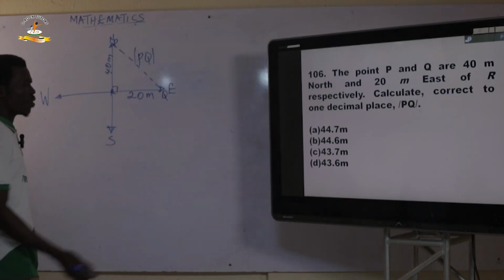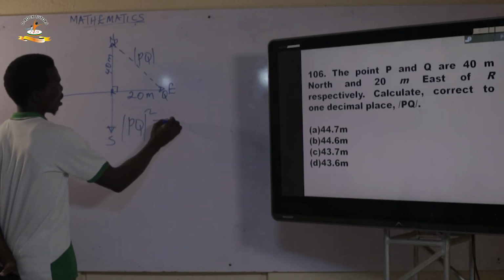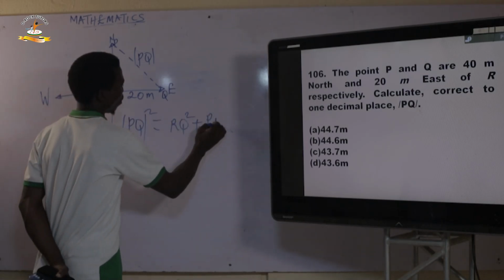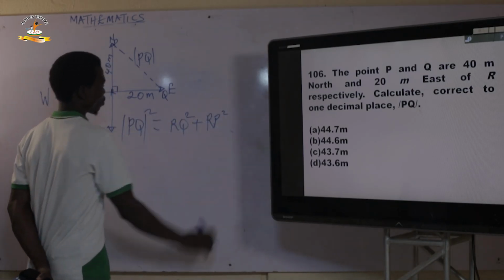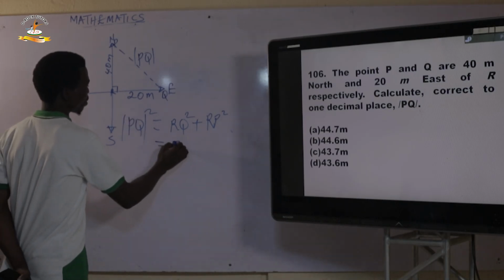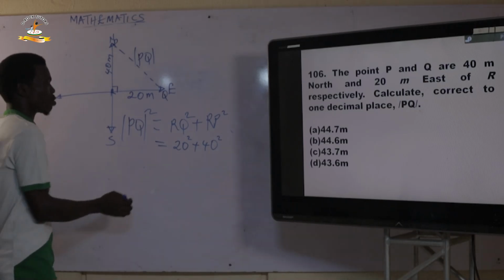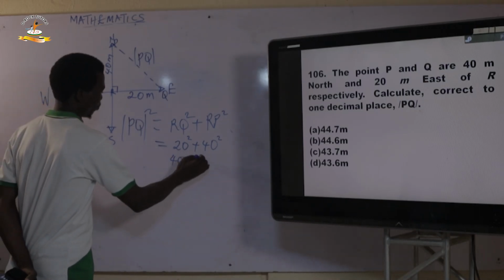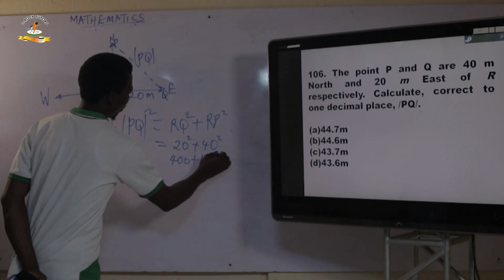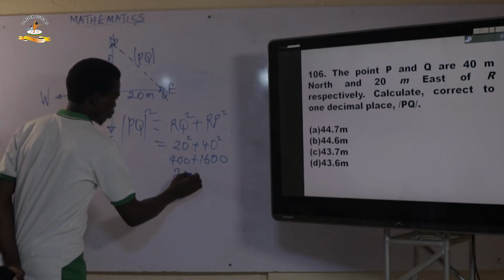Our hypotenuse. Don't forget, we can say PQ all squared equals to what? RQ all squared plus what? RP all squared. So with this, we have PQ all squared is going to be what? 20 squared plus 40 squared. What is 20 squared? That is 400 plus what is 40 squared? 1600. 400 plus 1600 is what? Is 2000.